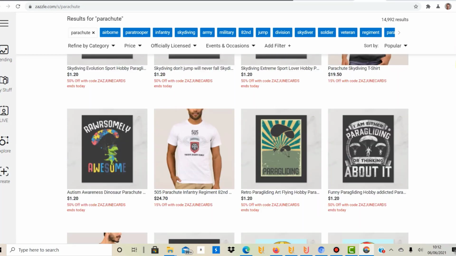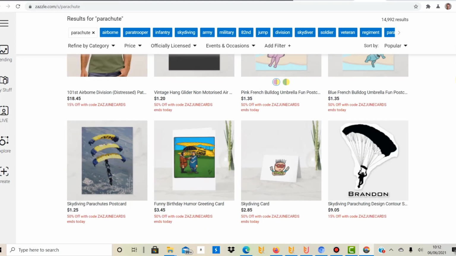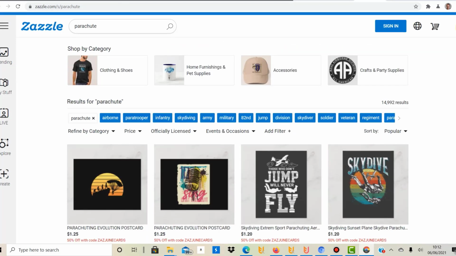But that is one way, or these are different ways actually, to identify keywords that will allow your products to rank higher on Zazzle. And also I showed you a way of how you can identify which products you should put your designs on Zazzle.